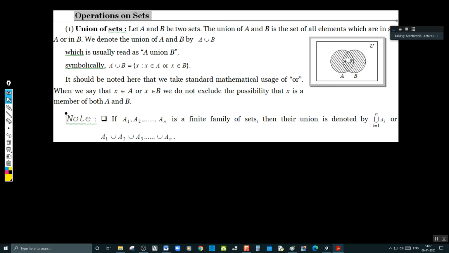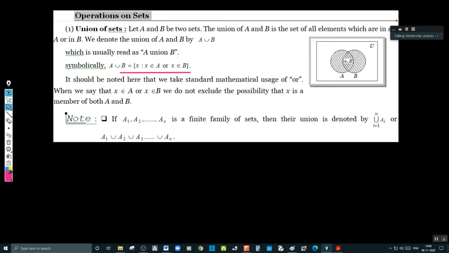I explained the union of sets yesterday itself. Union of sets means either A or B or both. What does it mean? X belongs to A or X belongs to B, or even X belongs to both A and B. That means you have to take the entire part of these two circles without repetition.